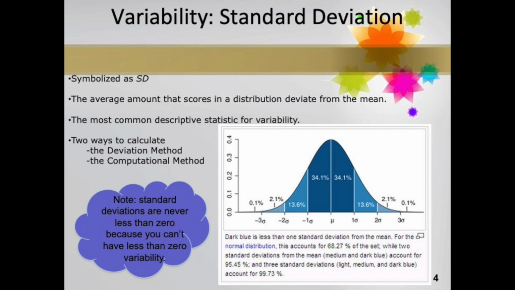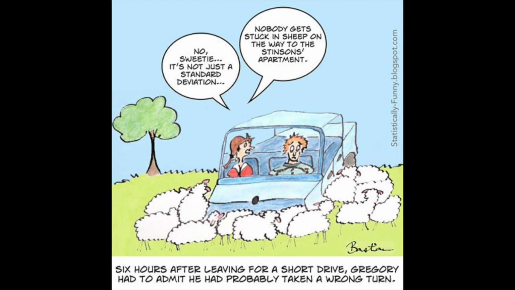At any rate, the standard deviation is symbolized as SD. It is a measure of variability that tells us the average amount that scores in a distribution deviate from the mean. Like I said, it's the most common descriptive statistic for variability, and there are two ways to calculate it. There's the deviation method, which is the way that we teach people standard deviation so that they can understand the logic behind it. But then there is also the computational method, called that because it's the one we are going to use to compute the standard deviation calculation. It's a shortcut. I'm going to show you a breakdown of that momentarily.